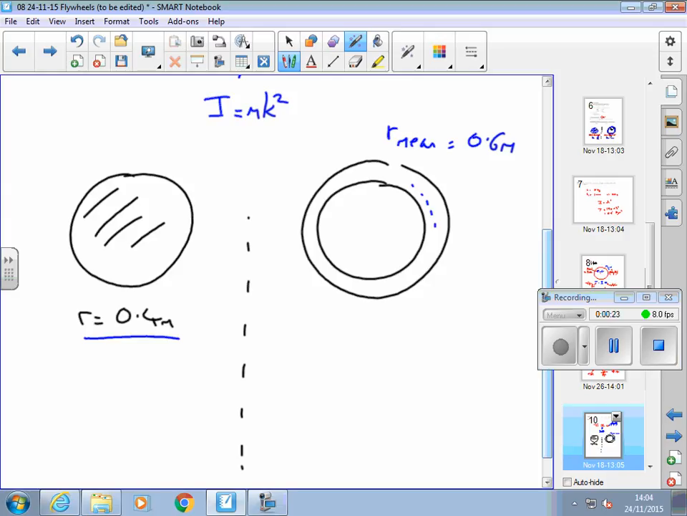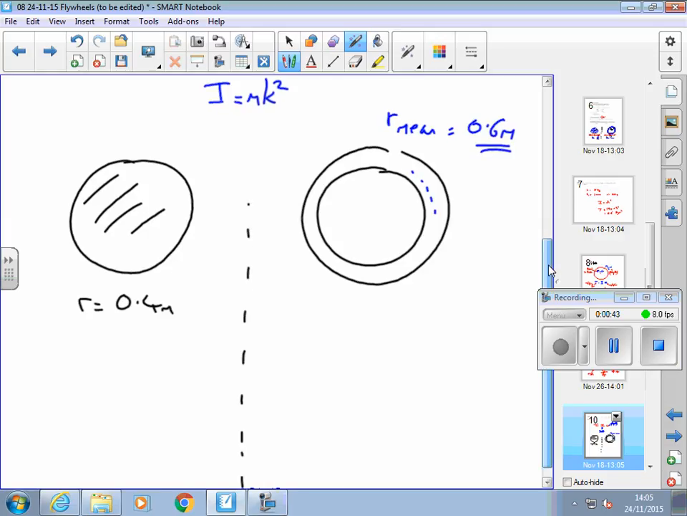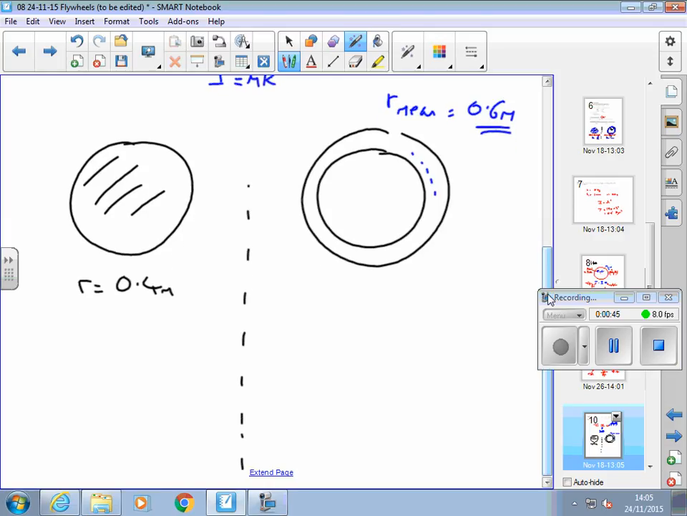And here we've got another rim type flywheel with a mean radius of 0.6. You might well be given a situation where you're given the inner radius and the outer radius, so then you have to find the mean by adding them together and dividing by 2. But in this particular case, you're given that the mean radius is 0.6. So let's have a go at this problem. Let's look at it for the solid flywheel and then for the rim type flywheel, and we'll set it out on this page.